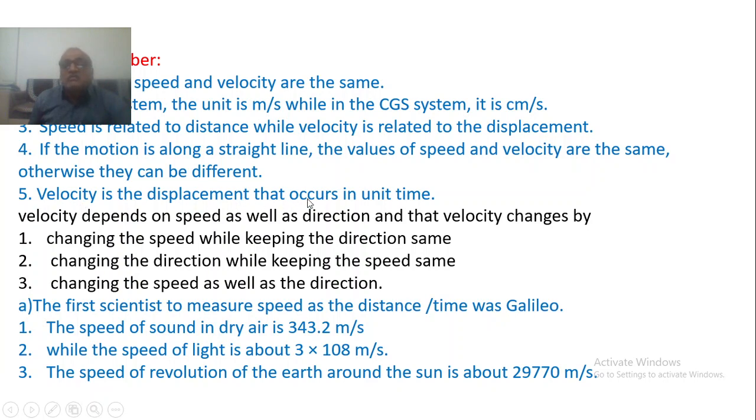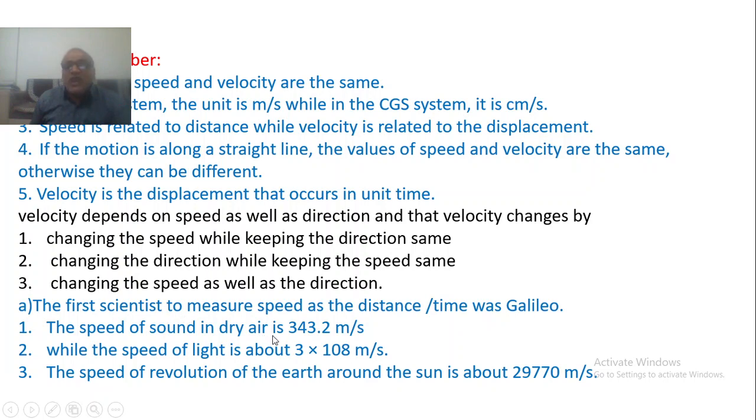Velocity is the displacement that occurs in unit time. Velocity depends on speed as well as direction, and velocity changes by changing the speed while keeping the direction the same, changing the direction while keeping the speed the same, or changing the speed as well as the direction. The first scientist to measure speed as distance upon time was Galileo.